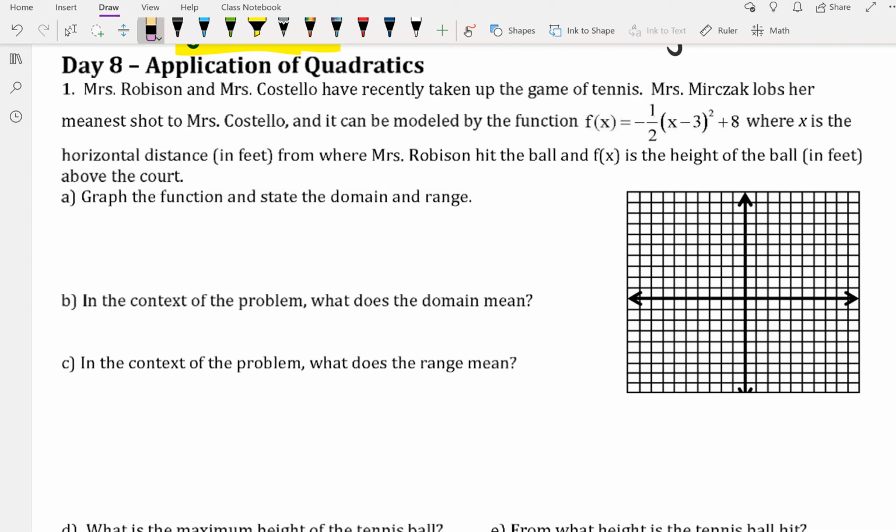Hi guys, this is Mrs. Rooker. We're going to be doing day 8, which is applications, which basically means word problems.